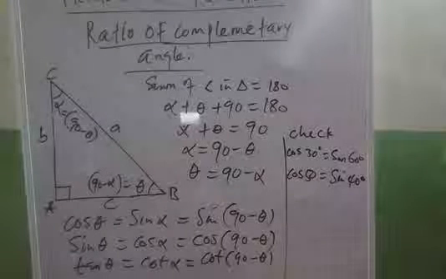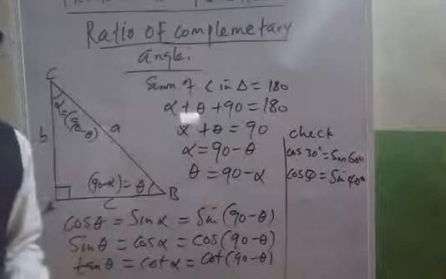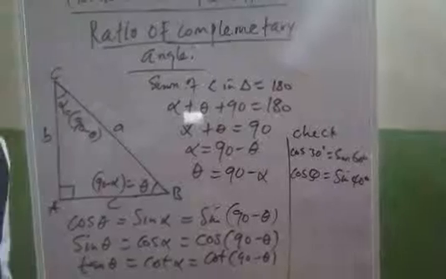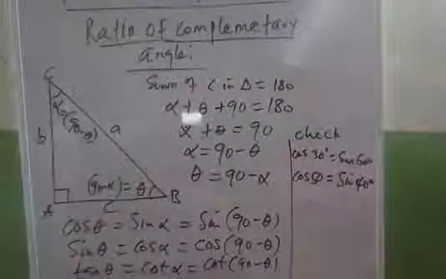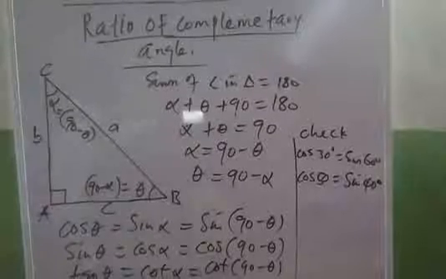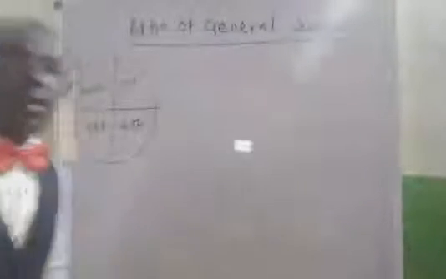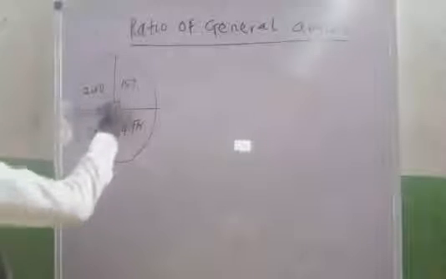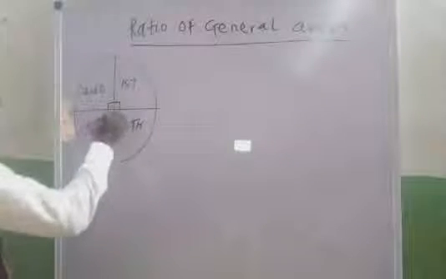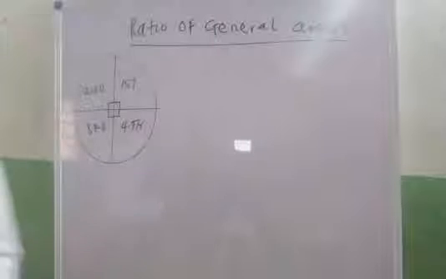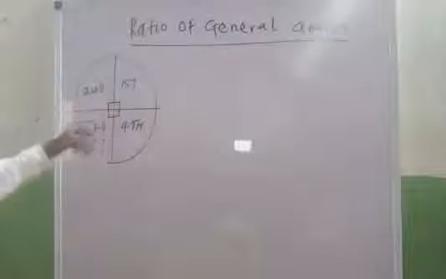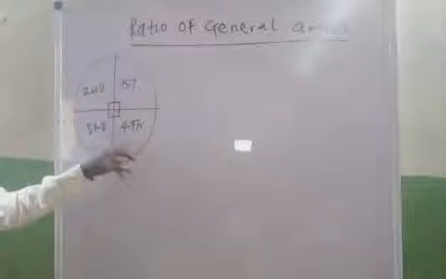Now that will take us to ratio of general angles. Now let's continue with ratio of general angles. Now we have four quadrants between 0 degrees and 360 degrees. This is the first quadrant, this is the second quadrant, this is the third quadrant, and this is the fourth quadrant.